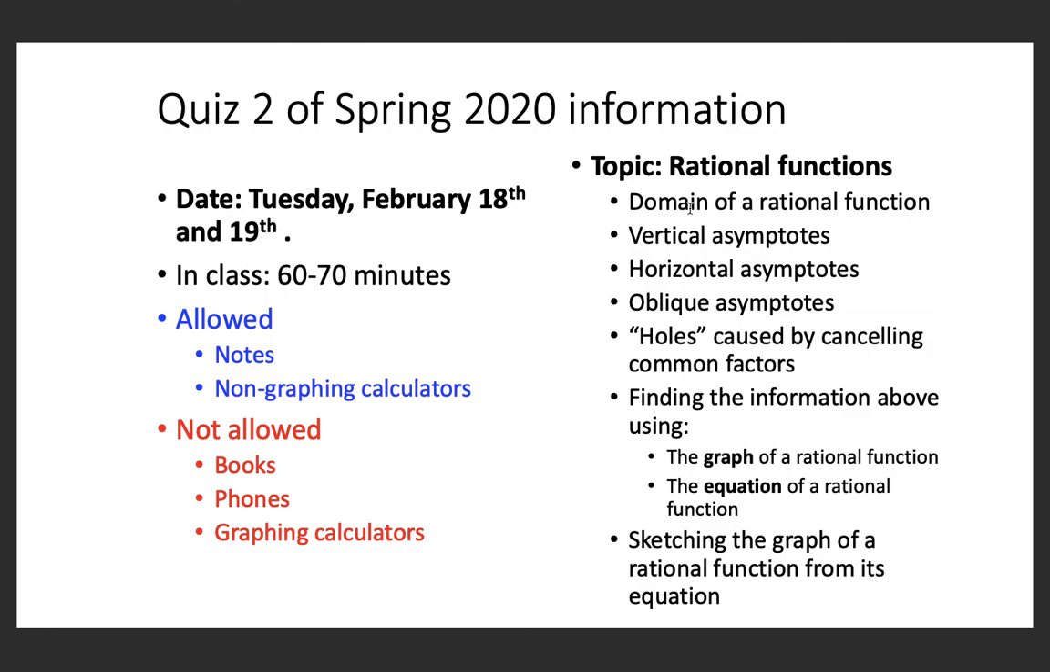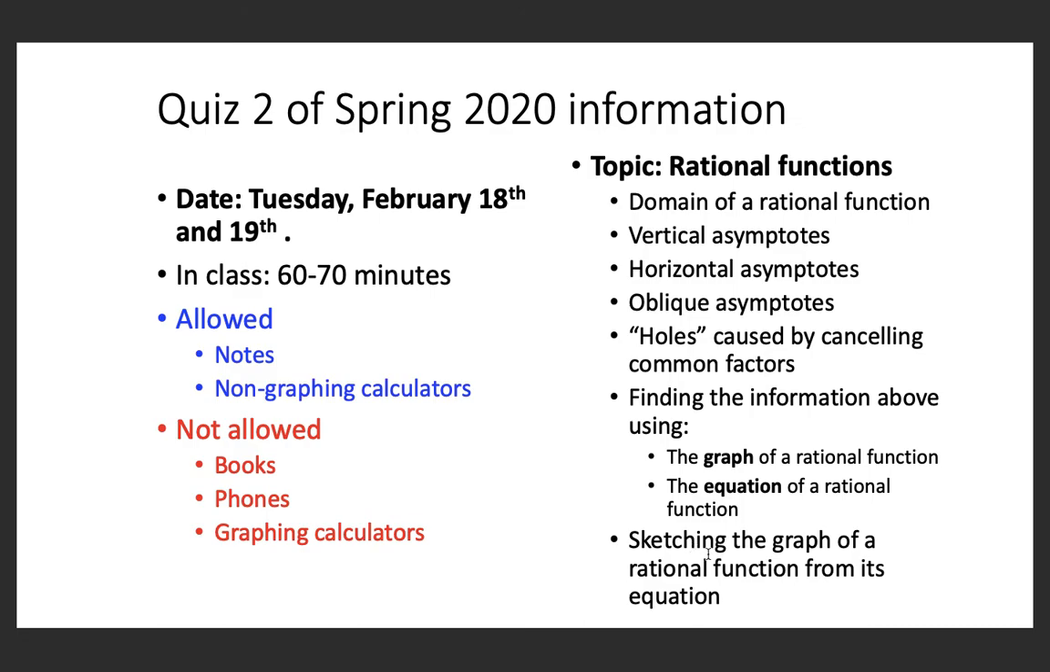These are our possible topics: domain of a rational function, vertical asymptote, horizontal and oblique asymptotes from the given function. Then holes caused by cancelling a common factor, how a hole comes. Then finding information from the graph and from the rational function. Suppose a graph is given, from the graph you have to identify the vertical asymptote, horizontal asymptote, intercepts, etc. And suppose an equation is given, from the algebraic equation we have to find out the same things, vertical asymptote, horizontal asymptote, etc.